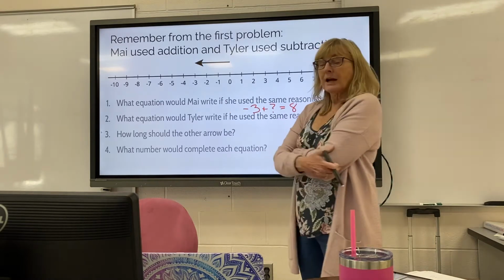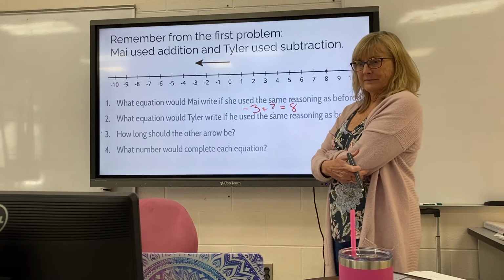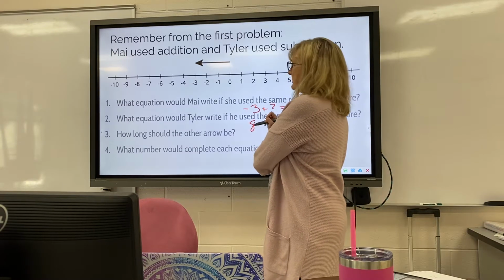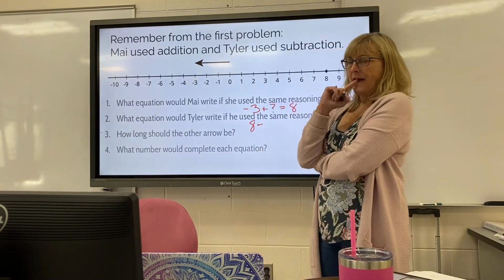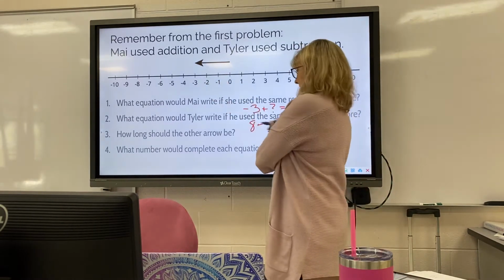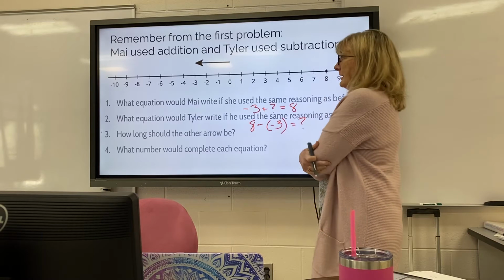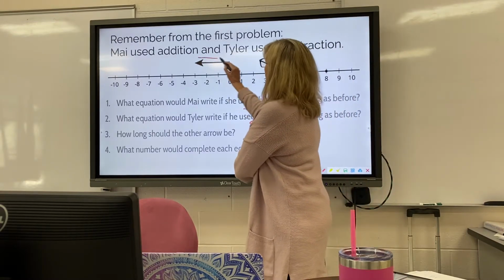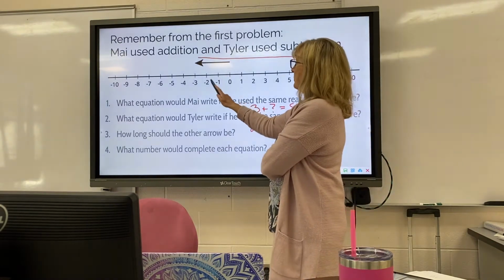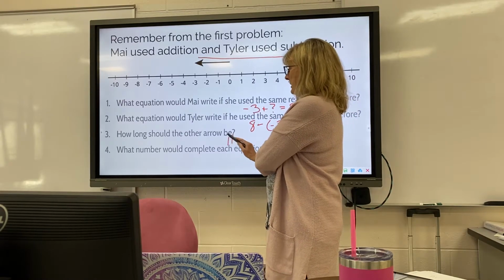All right, Tyler writes a subtraction problem. So what would his be? His would be 8 subtract 3 equals question mark. 8 subtract +3 or -3? Positive. +3. What's this? -3. That number is -3, isn't it? Yes. So how long does the arrow have to be to get from here to here? 1, 2, 3, and then 8 more. So the arrow is how long? 11 units.